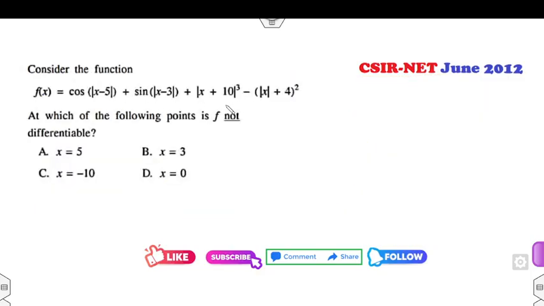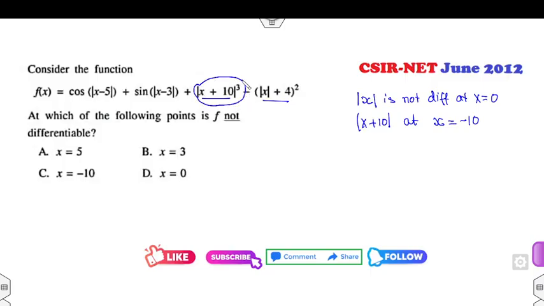Again, you can see this is the function. So first of all, this part is mod x. So this is not differentiable at x equal to 0. This function is not differentiable at x equal to minus 10. Fine. But this is the cube. This is the cube, so this function is always differentiable. A cube is always differentiable. So minus 10 is cancelled out.